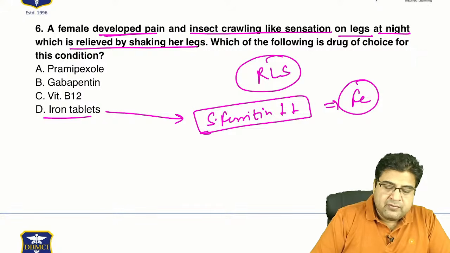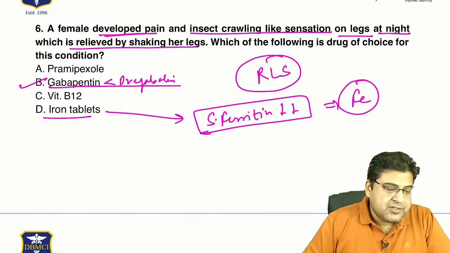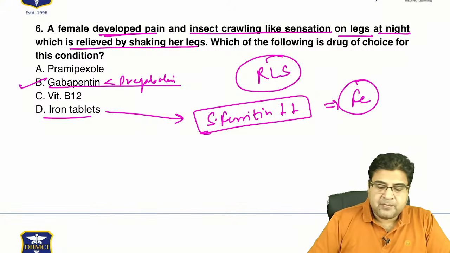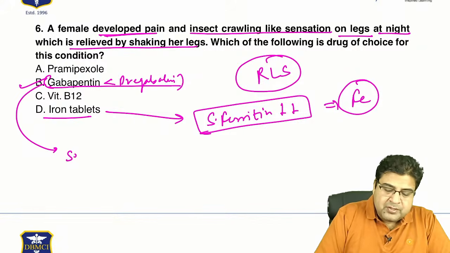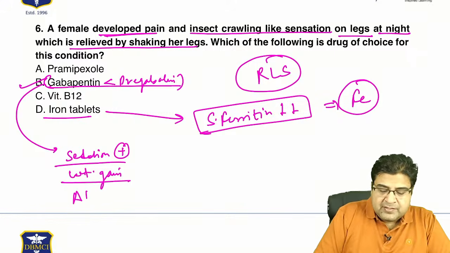Now, after that, for all patients, we prefer to give pregabalin. So pregabalin, gabapentin will be the drug of choice in this condition. If the iron stores are normal, we will mark pregabalin, gabapentin as the best medicines. Now, these medicines have three problems. These medicines can cause a lot of sedation. These medicines can cause weight gain. And these medicines have a problem of a little bit of addiction.